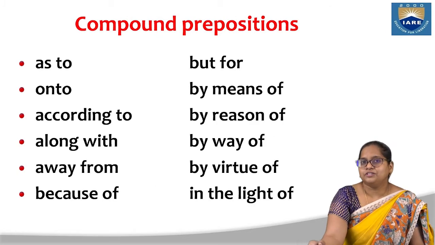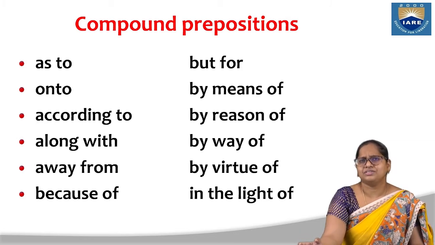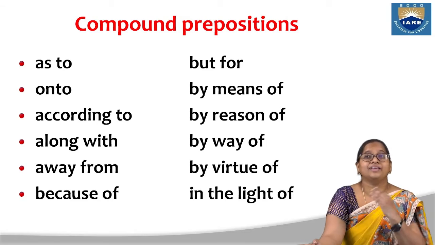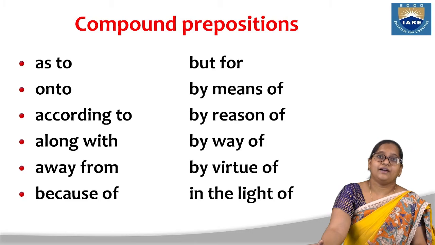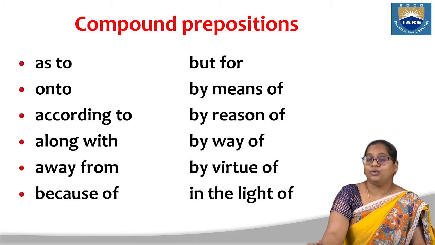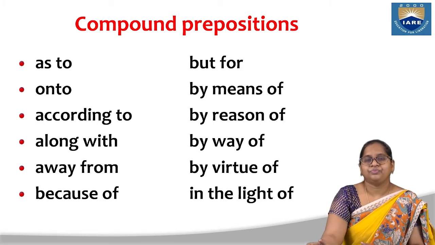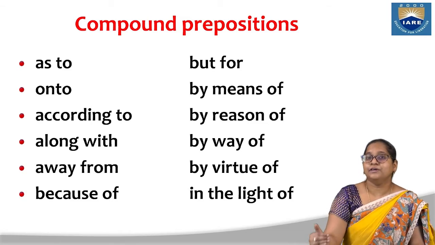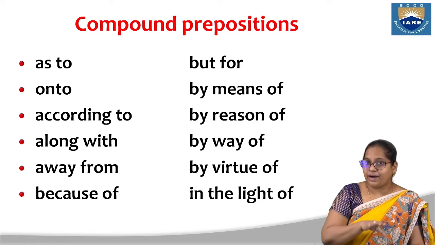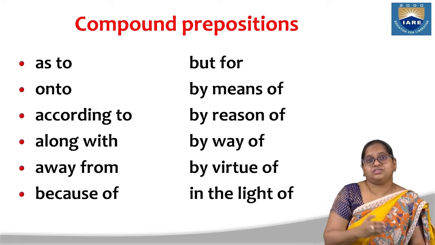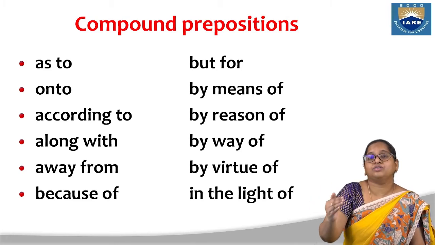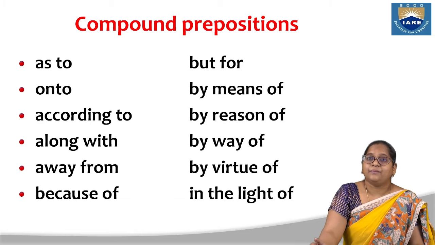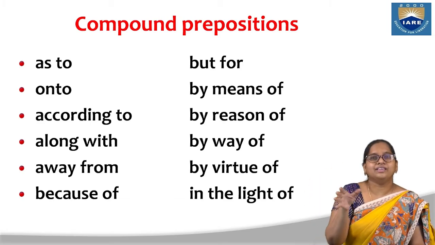Now, till now we talked about simple prepositions. I now want you to have glimpses into compound prepositions. So we talked about simple prepositions. So compound, more than one word. In English, sometimes you have more than one word, like as to, on to, according to, along with, away from. See, two words. Because of, for her, by means of this travel or mode of transport, or by reason of this edition, by way of reaching them, or by virtue of doing something, or in the light of facts.